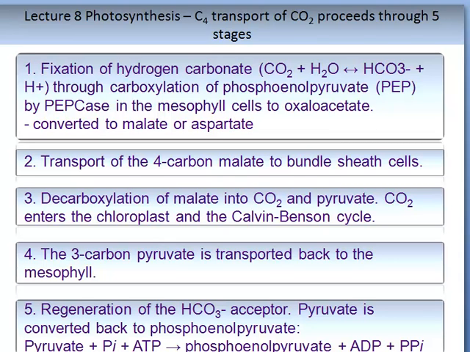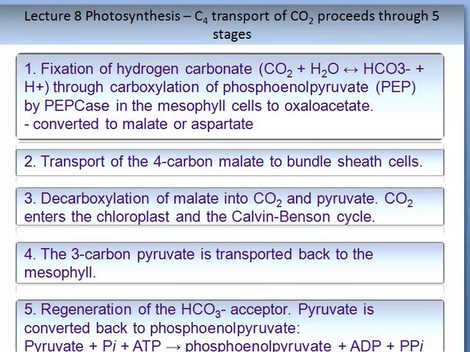Phosphoenolpyruvate plus adenosine diphosphate, or ADP, plus 2 inorganic phosphates. The oxaloacetate is a C4 compound, and it is this compound that the cycle is named after, hence the name C4. It is the first intermediate made in the cycle.